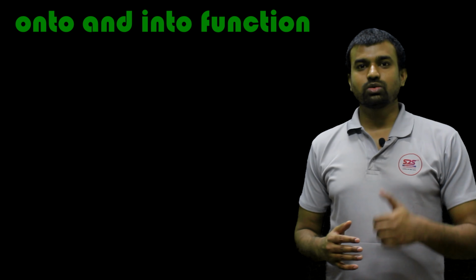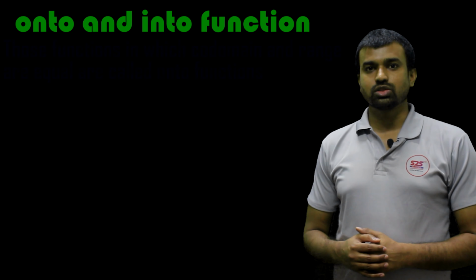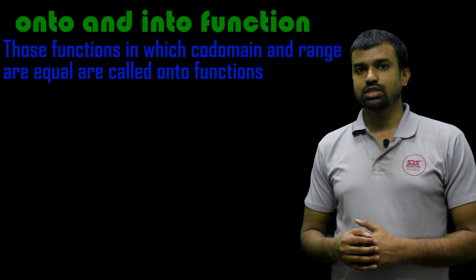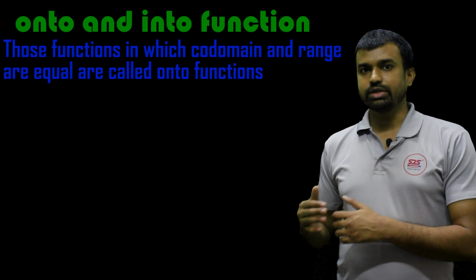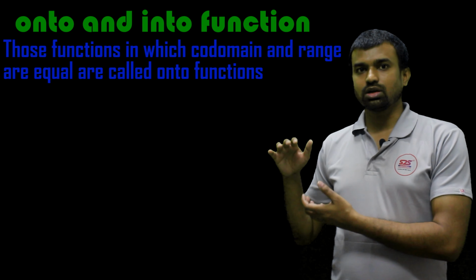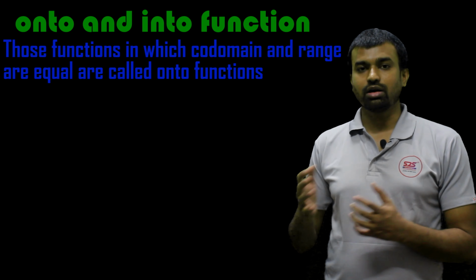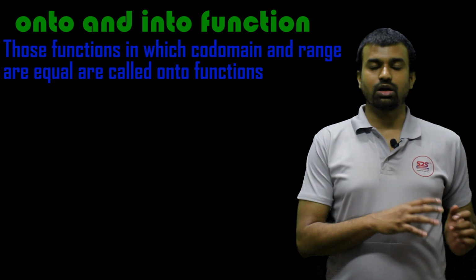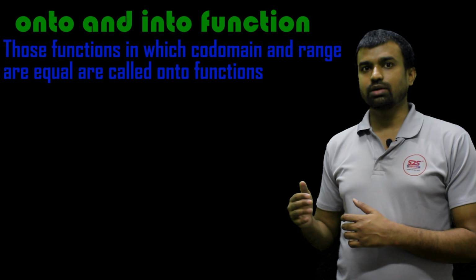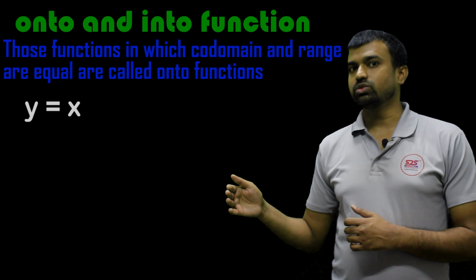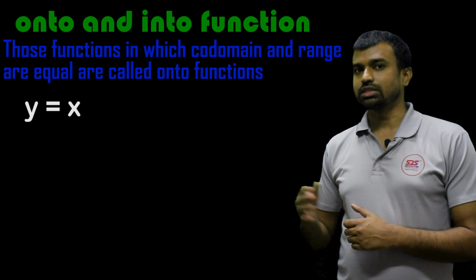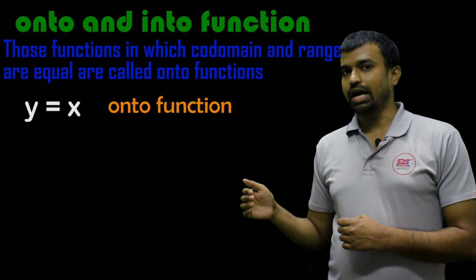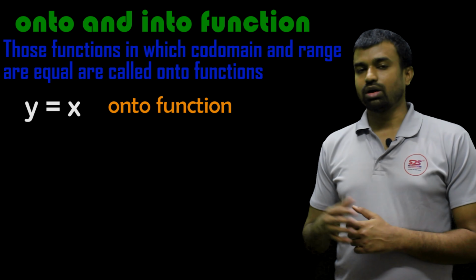So now we will talk about onto functions. Onto functions are those functions in which the codomain and the range of the function are equal. What it means is that all the elements of set B have a pre-image. It is getting occupied by some element of set A. Okay, for example, y equal to x is an onto function because all the elements of y have a pre-image.